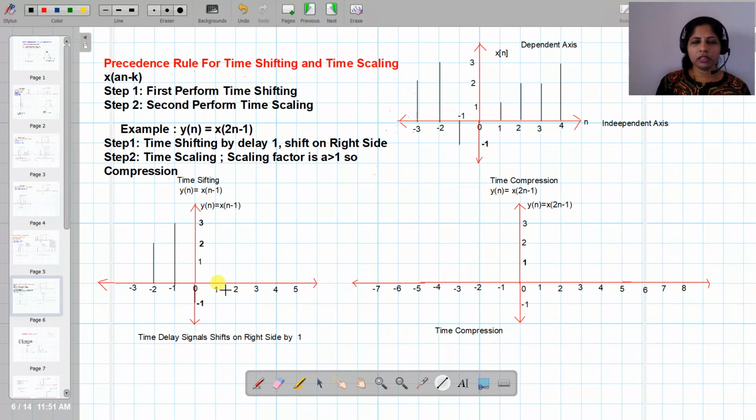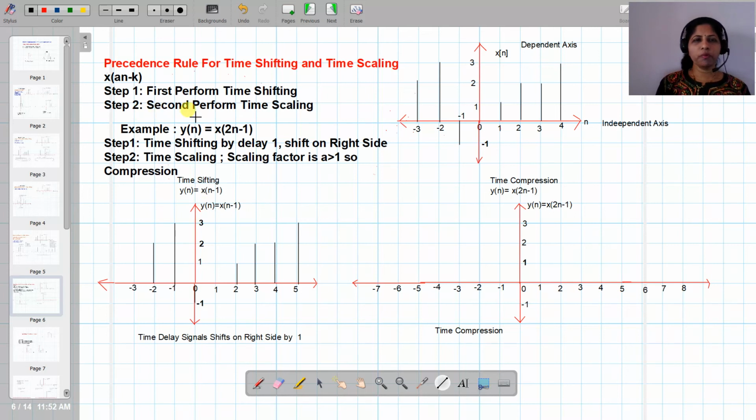On 1, shift on right side, 2 on 3, 3 on 4, and 4 on 5. So here we first completed the time shifting operation, that is the time delay. We shifted the signal to the right side by 1.